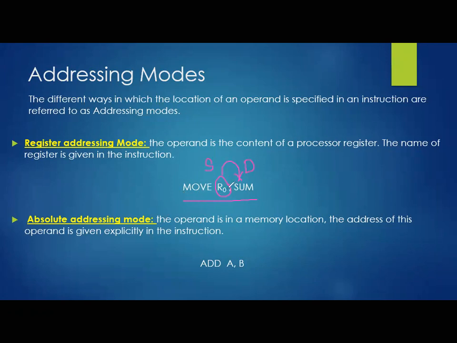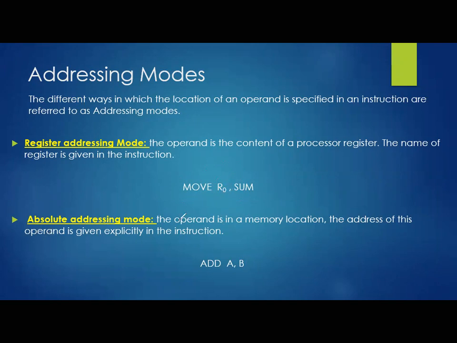So R naught is holding what? Some value, which we name as the operand. Remember this. The value held by your R naught register is nothing but the operand over here. So this is the example of a register addressing mode. If we are utilizing a general purpose register for holding the operand, and the name of that register is mentioned in your instruction, then we call it register addressing mode. Clear? Very simple.